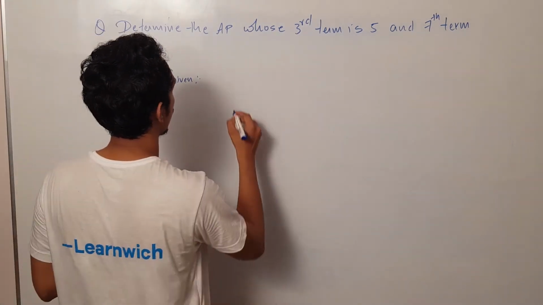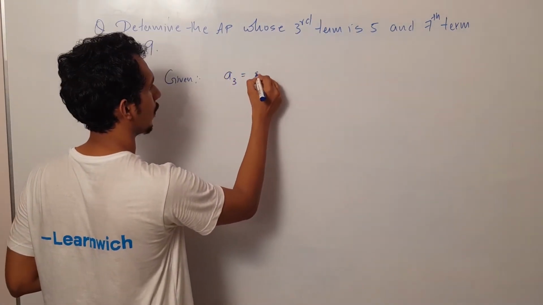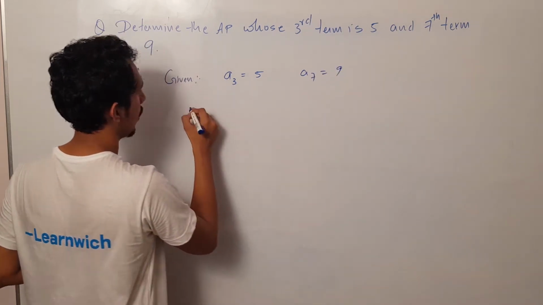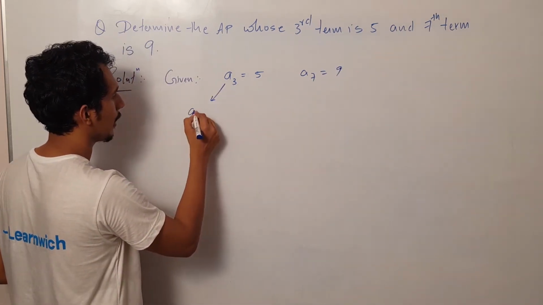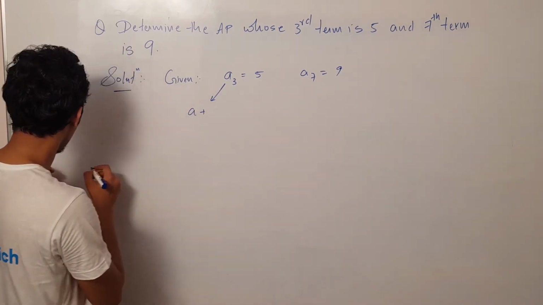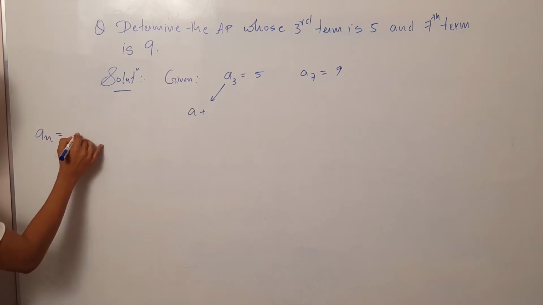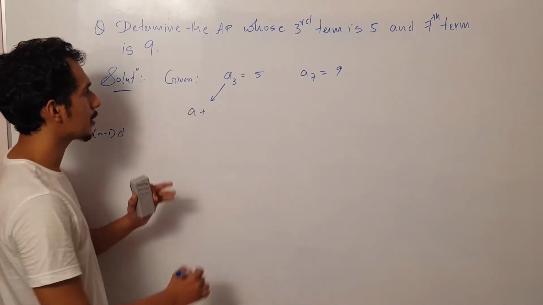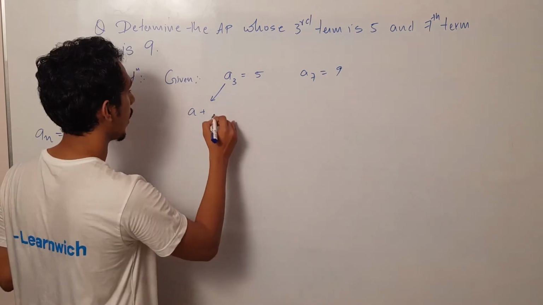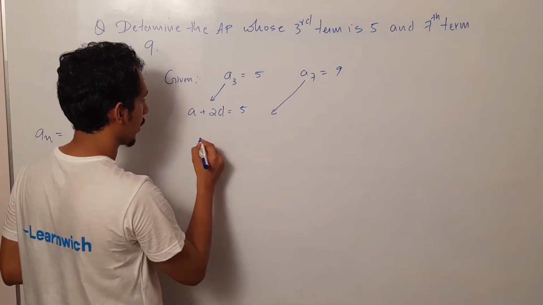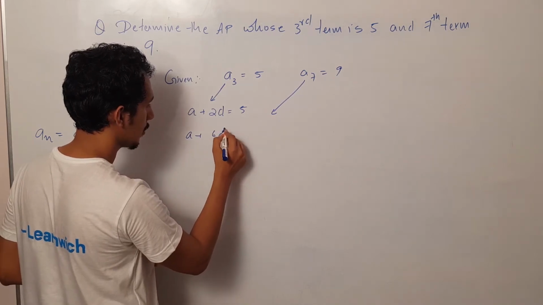Okay, I'll write it on top. Like A3 is 5 and A7 is 9. So A3, can I write it as A plus (n minus 1)d? We already know that an is equal to A plus (n minus 1)d. So I can write A3 as A plus 2d, which is 5, and A7 I can write as A plus 6d.